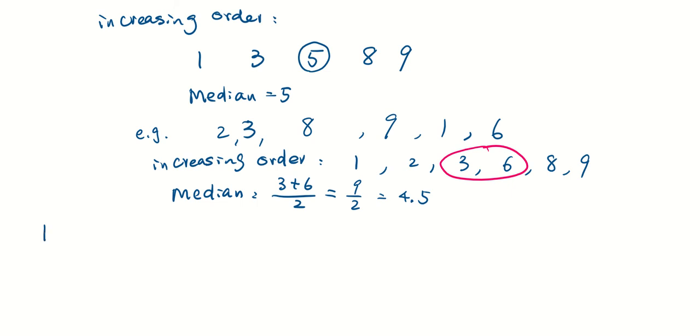Okay, next we'll talk about mode. So what is the mode of a data set? It is the value or values that have the highest frequency. So for example, if I have a data set that goes like this, 1, 1, 1, 2, 2, 3, 4. Right. So in this data set, the value with the highest frequency will be 1. So the mode for this data set will be 1.